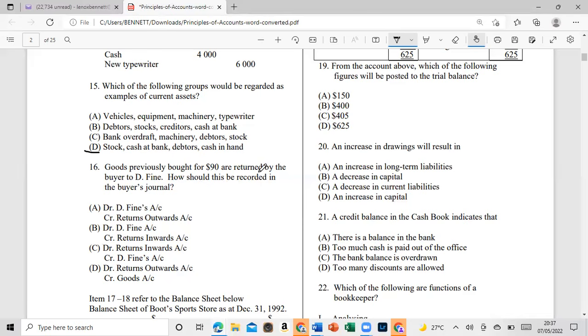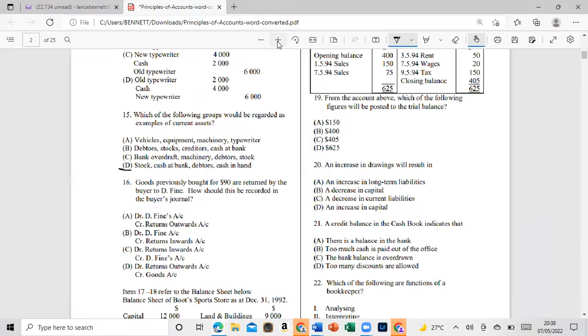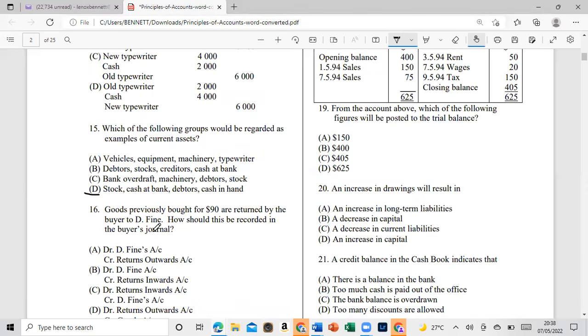Goods previously bought for $90 are returned by the buyer to Define. How should this be recorded? Goods previously bought for $90 are returned by the buyer. That looks like returns outward. So we should debit Define and credit returns outward. So I'm going to write this one.